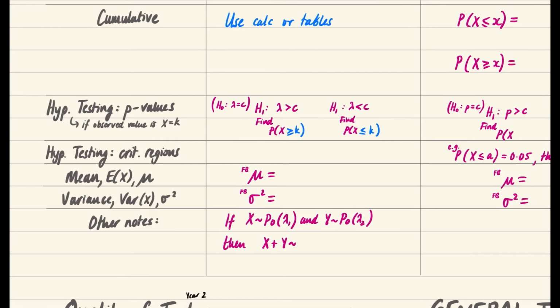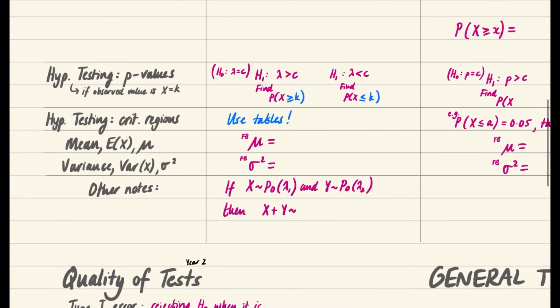If you're going to do finding critical regions, the best way to do this is literally to use the tables and find the bits where you've got it being below that particular threshold that you're looking for. Again, these are in the formula book. Mean is equal to lambda. The variance, which is written as sigma squared, is also equal to lambda. So that's usually a good test if you think something could be a Poisson distribution.